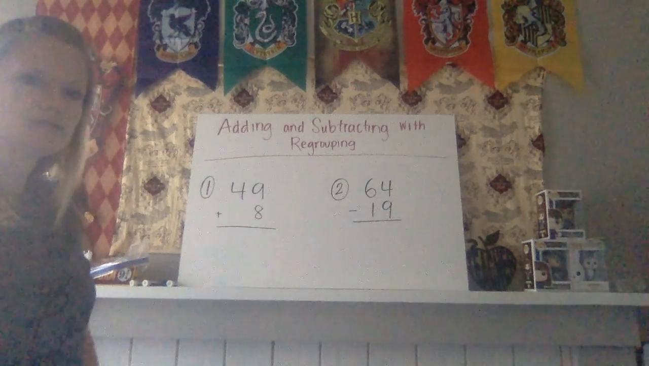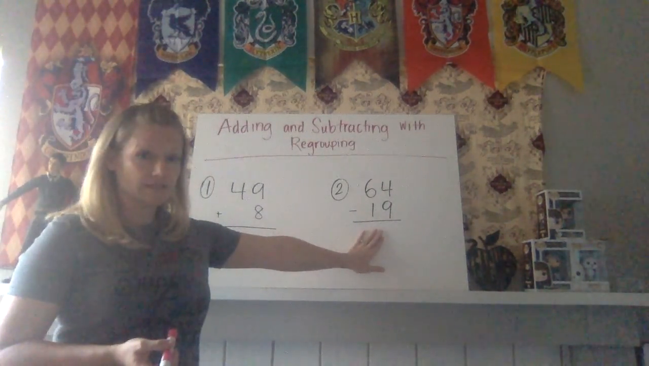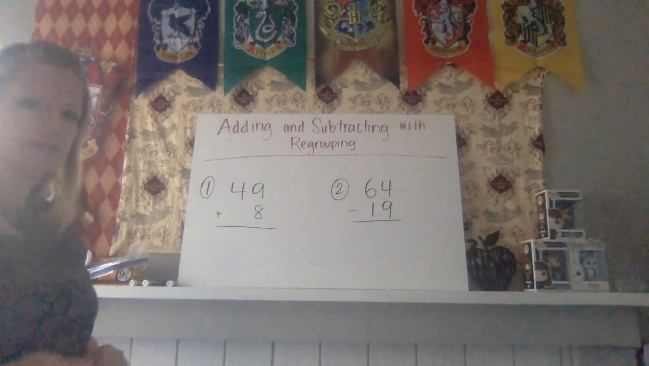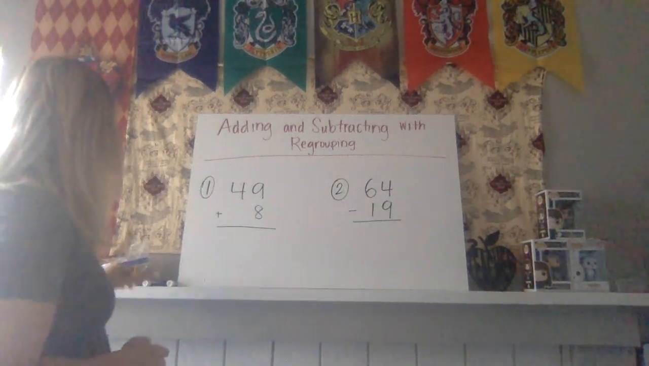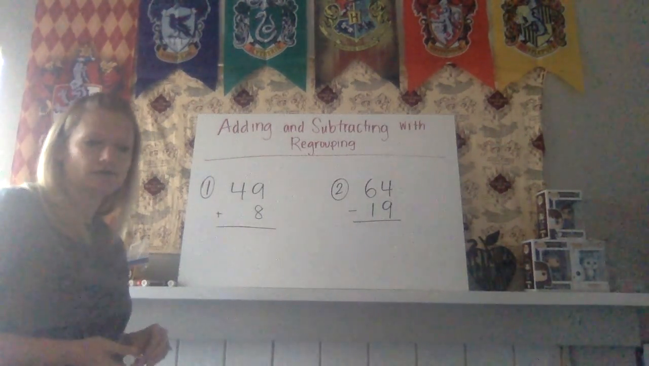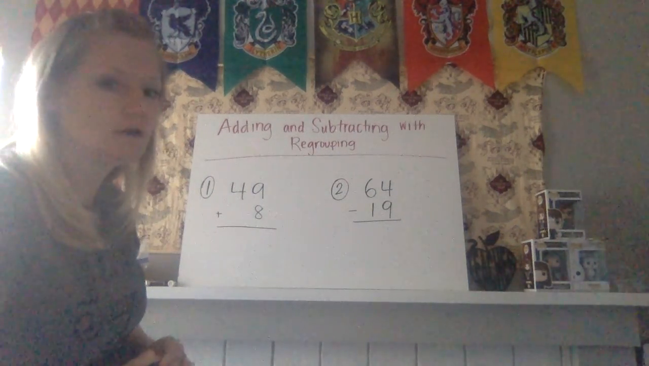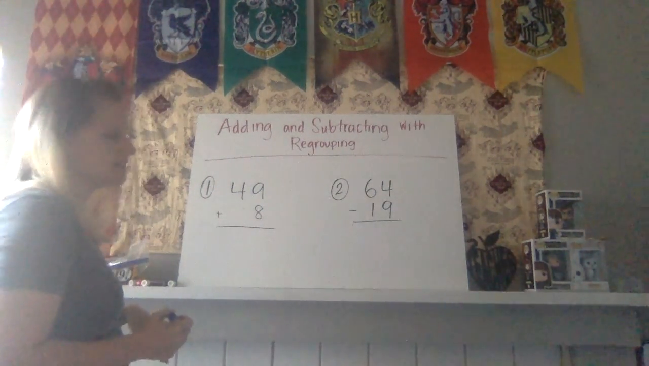So what we're going to do is 2 examples today. We're going to do an addition example and a subtraction example. The first thing that we need to talk about is place value. Place value is the most important thing in understanding why we need to regroup when we are adding and subtracting numbers. So on example number 1, 49 plus 8.